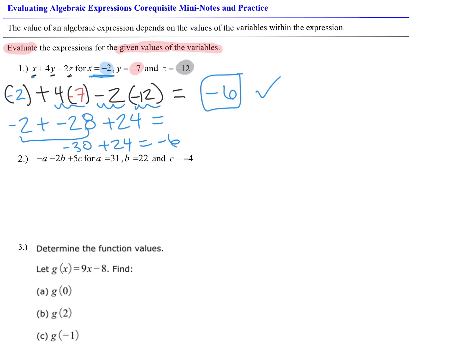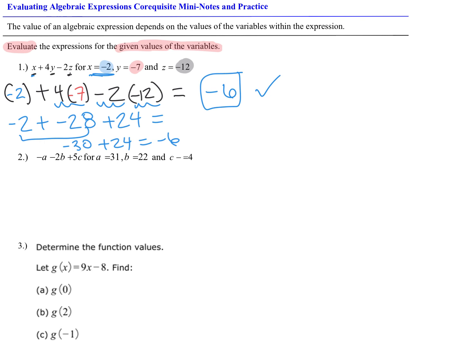Negative a minus 2b plus 5c, where a is equal to 31, b equals 22, and c is equal to negative 4. So I'm going to do a similar thing. I'm going to be plugging these different values in, and I'm going to use different colors to help you. And, I believe c here should equal negative 4. Sorry about that. It looks like the negative is in the wrong spot there. All right, so I'm going to have negative a minus 2 times b plus 5 times c. And then I'm going to plug in all of these different values.